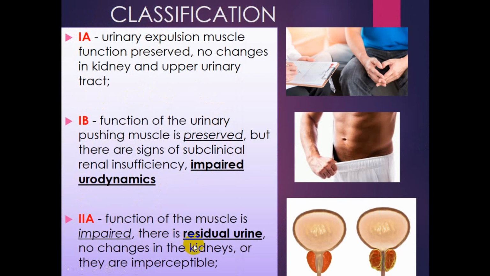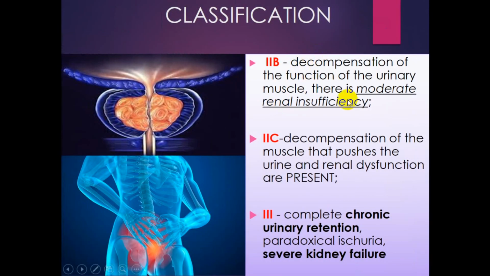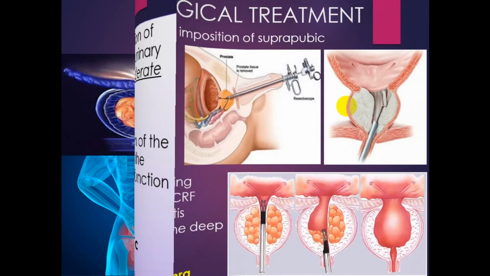In stage 2A, there is residual urine in the bladder, but the muscular system is impaired. In 2B, moderate renal insufficiency is present, according to kidney damage. In 2C, decompression of the processes and renal dysfunction is present. The third stage is complete chronic urinary retention, paradoxical uria, and severe kidney failure. So the third stage is the most difficult and dangerous for the person.